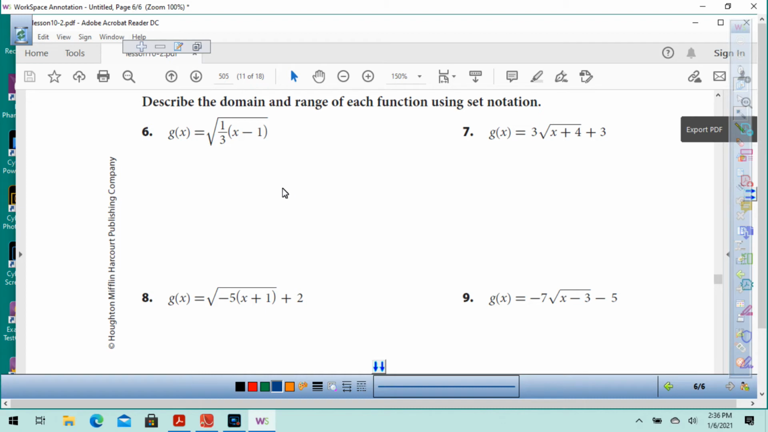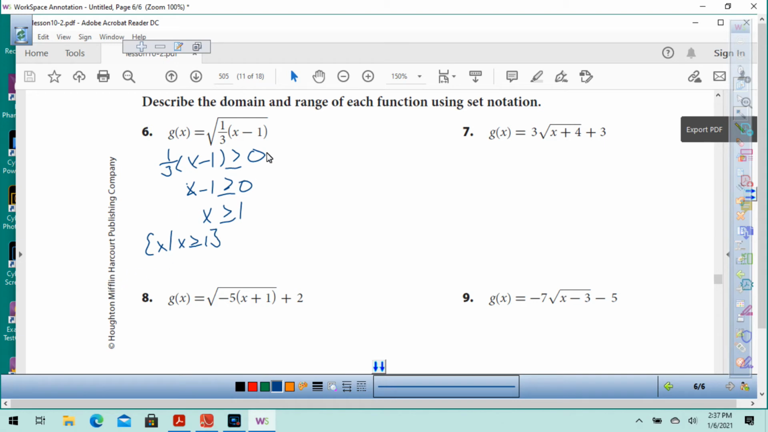All right, so what do we know? Let's take what's inside of here, and we've got 1/3 x minus 1. And remember, when we did all of them, it was greater than or equal to 0. So we're going to put greater than or equal to 0. We're going to multiply both sides by 3, and that gives us x minus 1 is greater than or equal to 0. 3 times 0 is 0. We're going to add 1 to both sides, and we got x is greater than or equal to 1. So our domain is going to be x such that x is greater than or equal to 1.